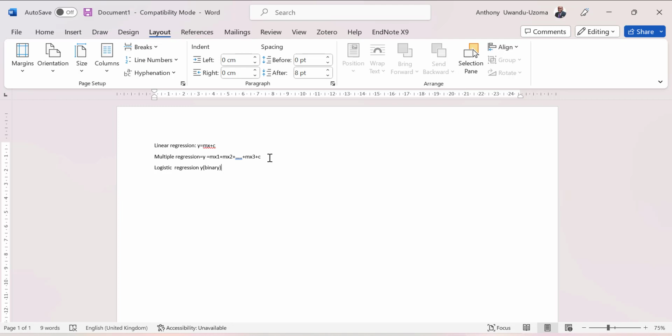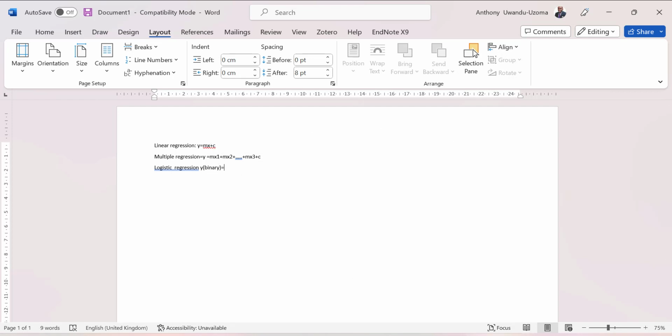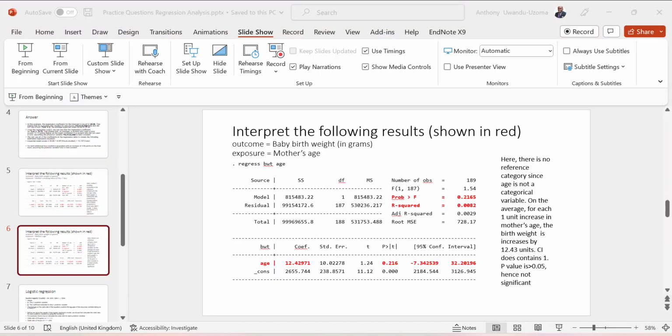So you are trying to predict something. All right. So your y is binary. You are trying to predict two values here on the outcome variable, okay, using the independent variables. All right. So that is an important difference.